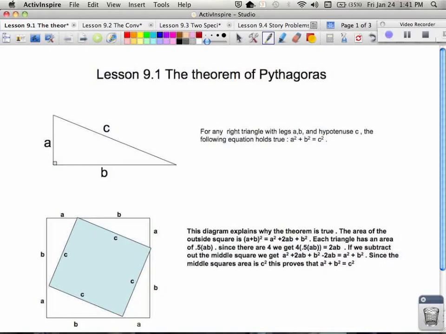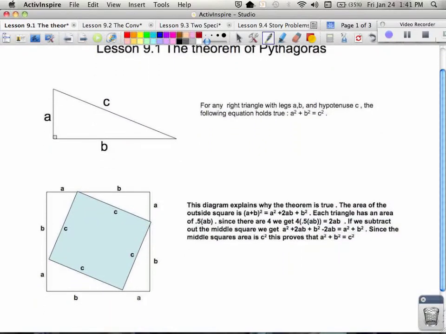In lesson 9.1, we're going to talk about the Pythagorean theorem, and you probably have seen this already in Algebra 1. On this page, if you wish, you could pause this and take a look at the proof of the Pythagorean theorem. But suffice it to say that the way most people talk about the Pythagorean theorem is they say that in a right triangle, a squared plus b squared equals c squared.